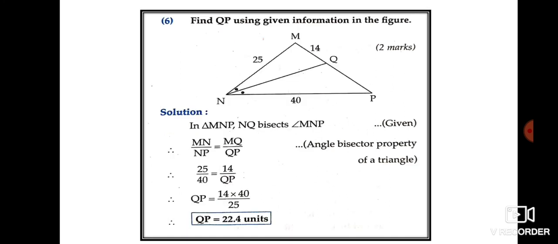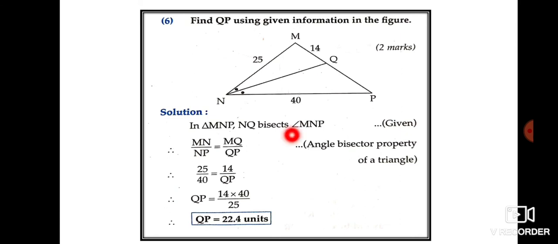We go to the next sum, the sixth sum. Find QP from the information given in the figure. Now what is given over here? They are not saying that NQ is a bisector, but they have marked congruent angles here. That means angle MNQ is congruent to angle QNP. Therefore, we can say that NQ is the bisector. So, we are going to use the angle bisector property.